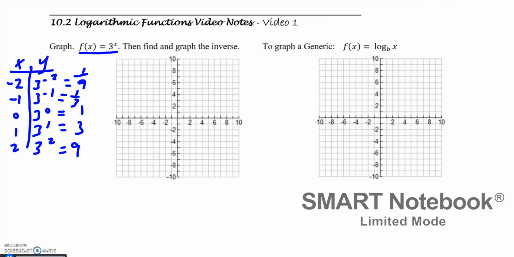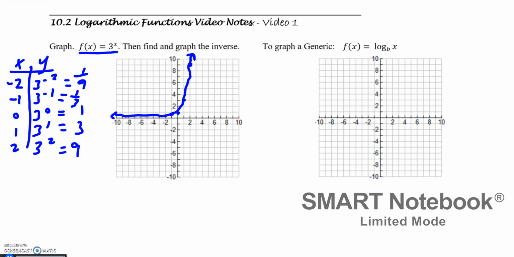So if we plot all those points, -2, 1/9 is really close to the x-axis. -1, 1/3 is barely higher. 0, 1, 1, 3, and then 2, 9. Looks like this function, when the base is 3 instead of 2 in the last video, is rising much more rapidly, which does make sense because the base is bigger. Makes sense that the function would increase more quickly. And so here's a graph of our exponential function.